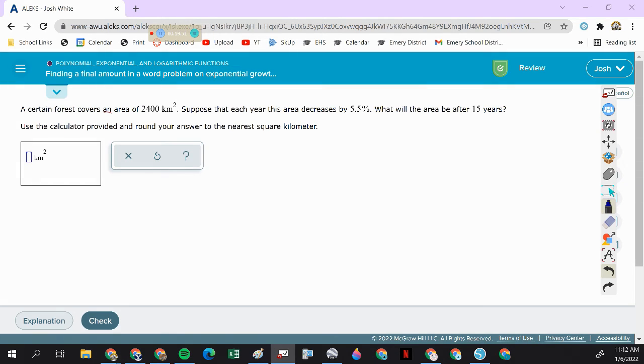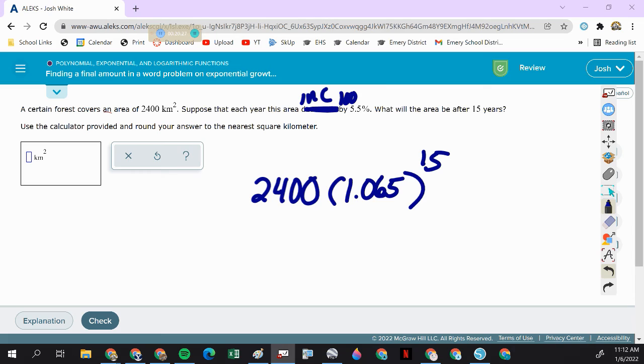All right. So this one says decrease, but I want to increase. So we have a forest that's growing. We start with 24,000 square kilometers. How do we increase an area by 5.5% every year? What would we multiply by? So it's 100% plus 5.5%, 1.055 to the 15th. You guys kept saying 6 and you confused me. There we go.